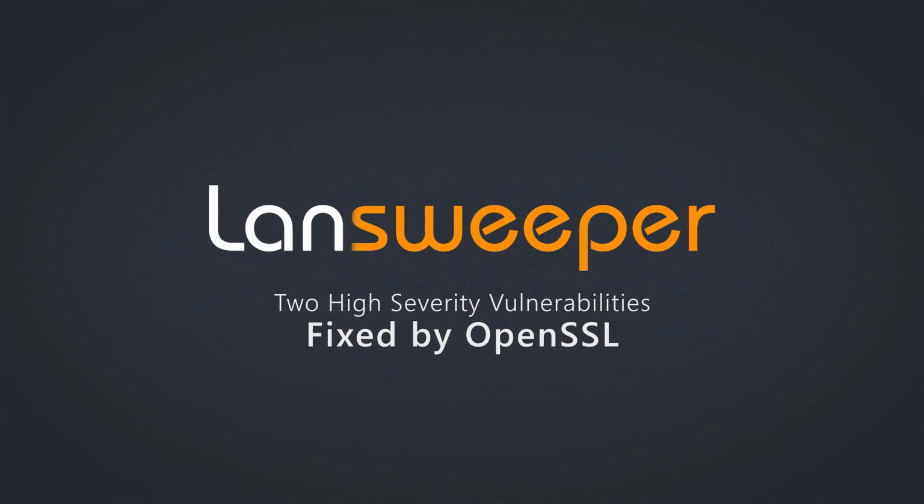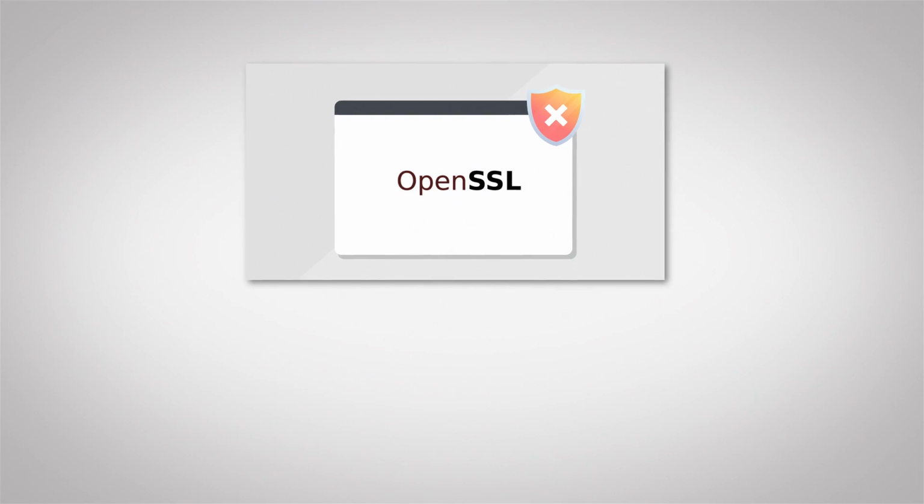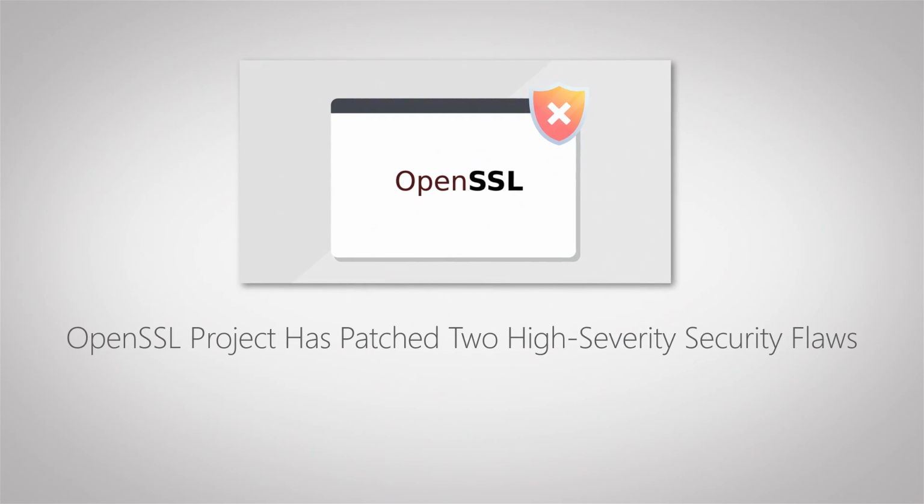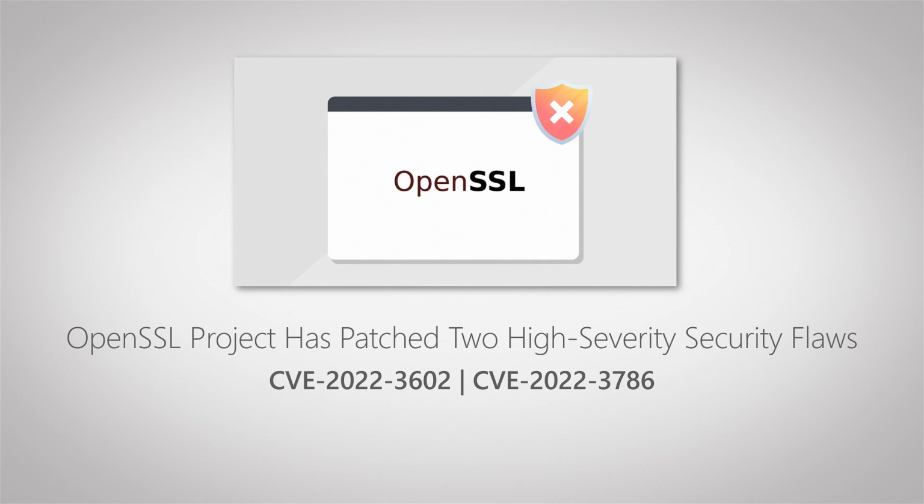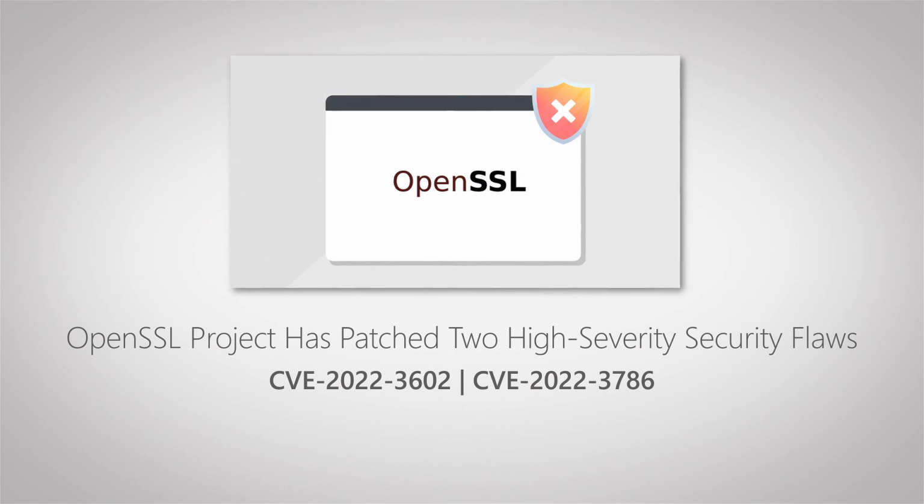Recently, the OpenSSL project released a new security advisory which detailed two vulnerabilities that were discovered in OpenSSL version 3 and that now have been fixed with version 3.0.7. Both of these vulnerabilities are quite serious. They can lead to remote code execution.